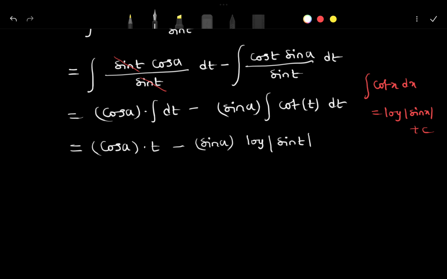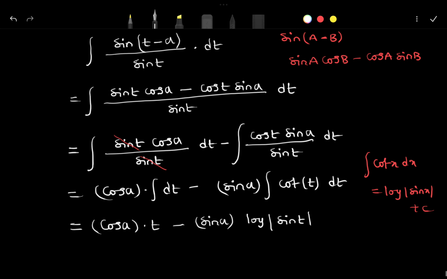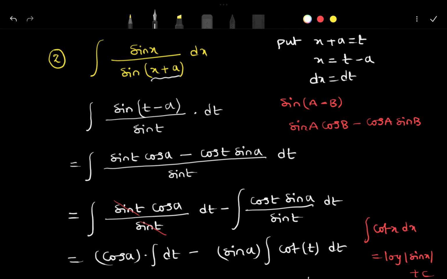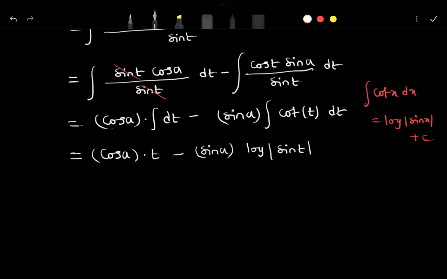Okay, so now the question is given in terms of x, so you replace the t value. What we assumed here is t equals x plus a. Now this one you substitute in the final result, you can get cos a into x plus a, minus sin a into log of sin of x plus a.